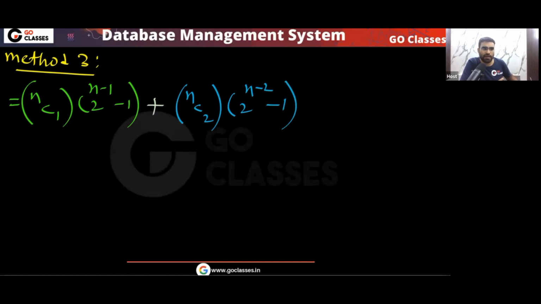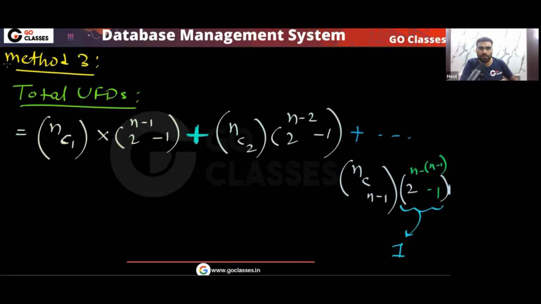I can take it till n, because ultimately the final value will become 0. Do you agree? I can take it till n, ncn. Anyway, the final value will become 2 power n minus n. So let me write it clearly. The final value I can take till n, it will be like this: ncn multiplied by 2 power n minus n minus 1. Remember this value is actually 0. Are you getting my point?